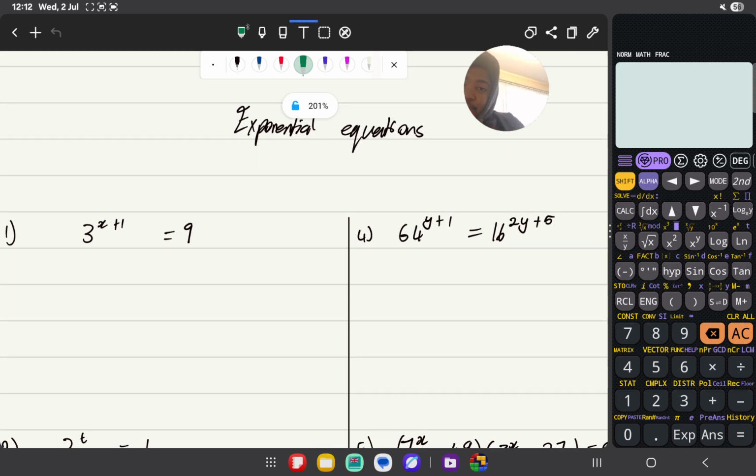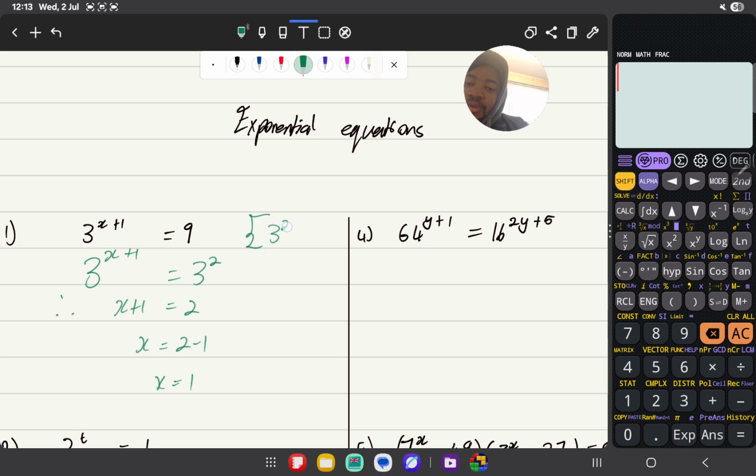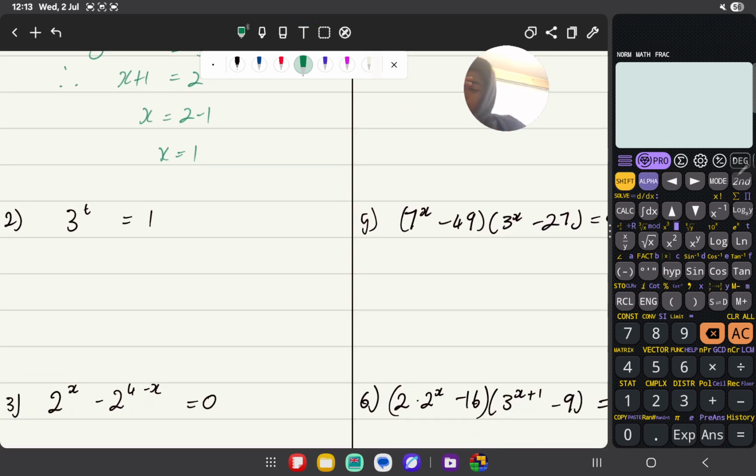So for example, you solve this one: you have 3 to the power of x plus 1 equals 3 to the power of 2. The bases are the same here, that means our exponents have to be the same. So therefore, x plus 1 equals 2, x equals 2 minus 1, x equals 1. And then when you test it, 3 to the power of 1 plus 1 is 3 squared, which is 9. Beautiful stuff.